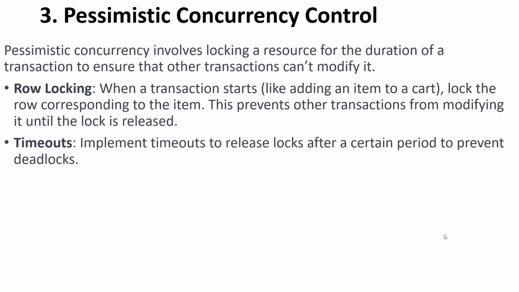Number 3 is pessimistic concurrency control. Pessimistic concurrency involves locking a resource for the duration of a transaction to ensure that other transactions can't modify it. By using row locking, when a transaction starts, like adding an item to a cart, lock the row corresponding to this item. This prevents other transactions from modifying it until the lock is released. By using timeouts, implement timeouts to release locks after a certain period to prevent deadlocks.